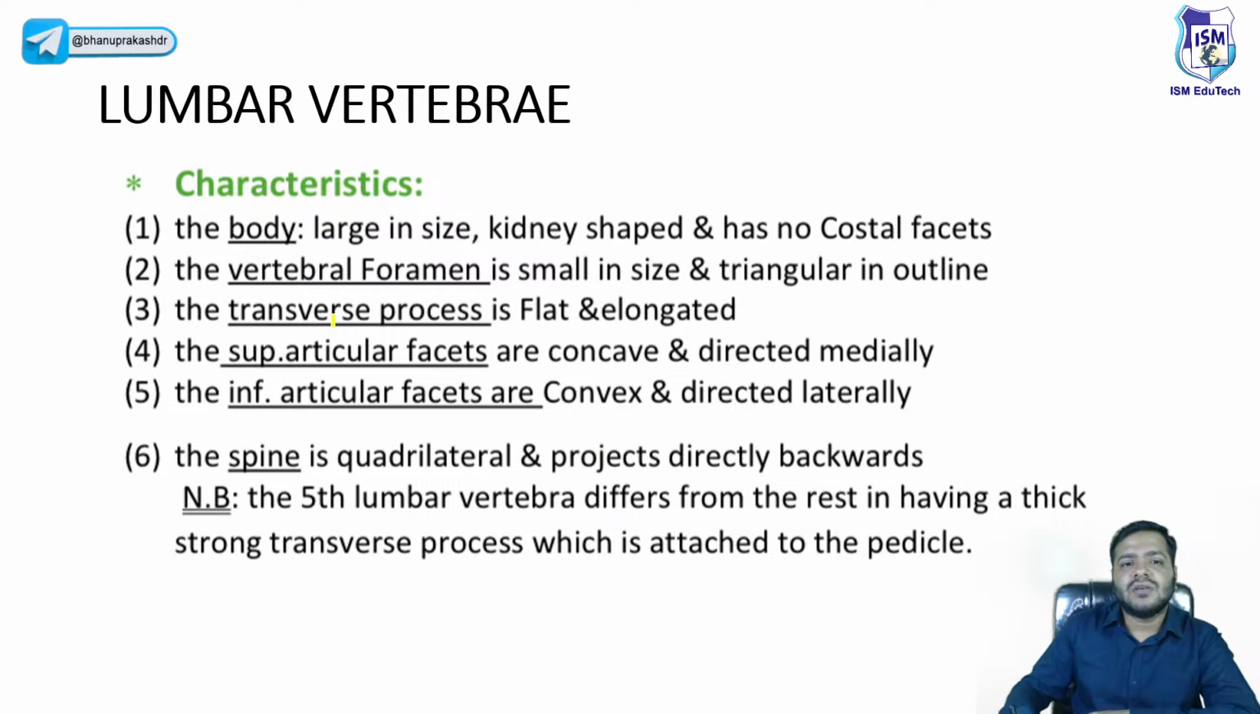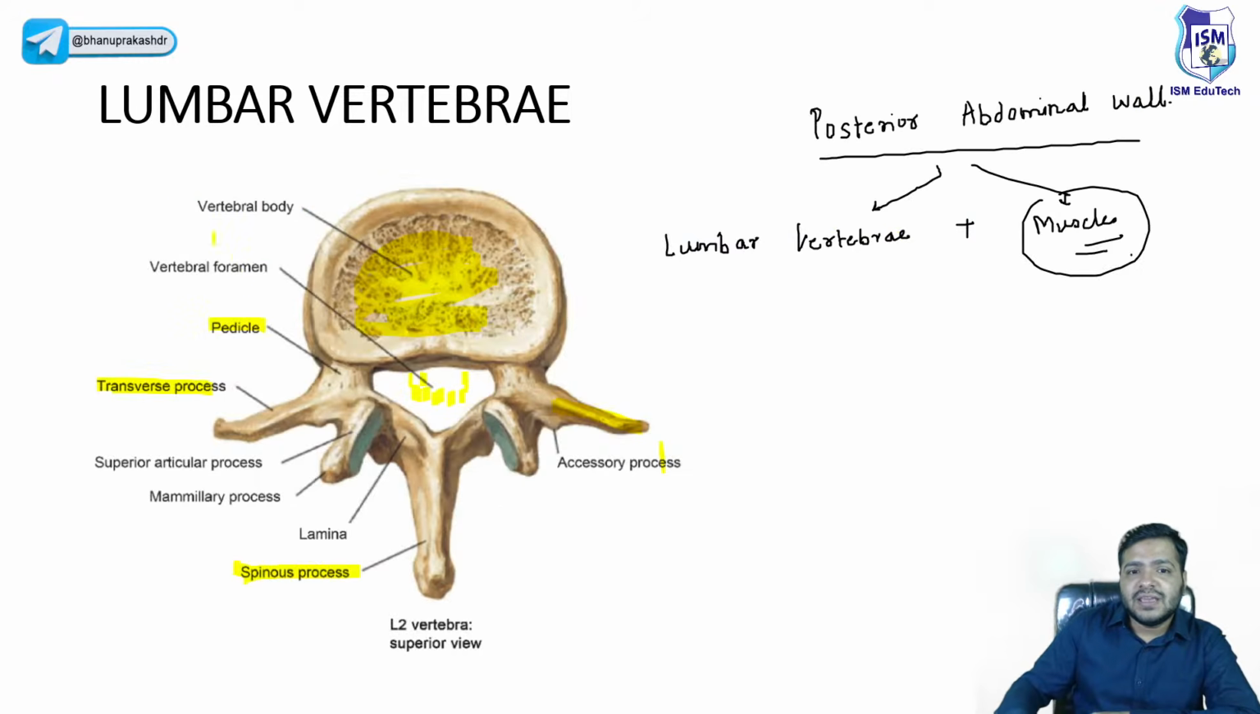That was an easy question. If you want to see the characteristics, understand this here. The body is large in size. If you see, it is kidney shaped and has no costal facets, no place for any articulation on the body. So the body, you can see the kidney shape of the body, right?